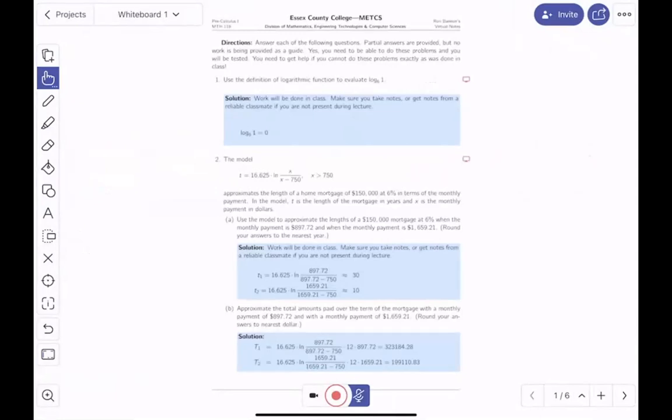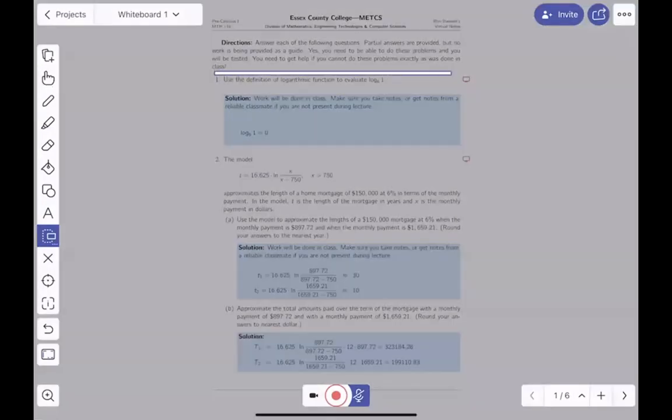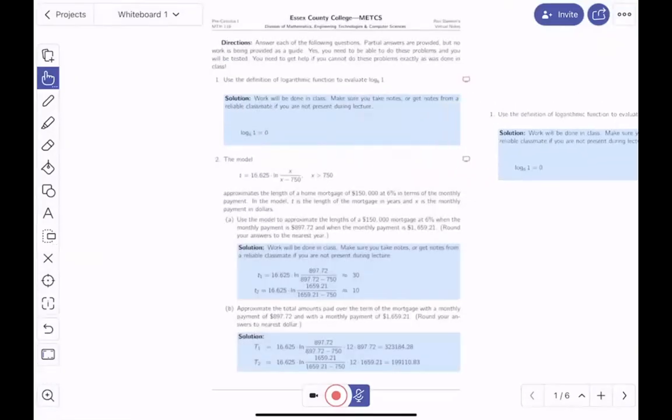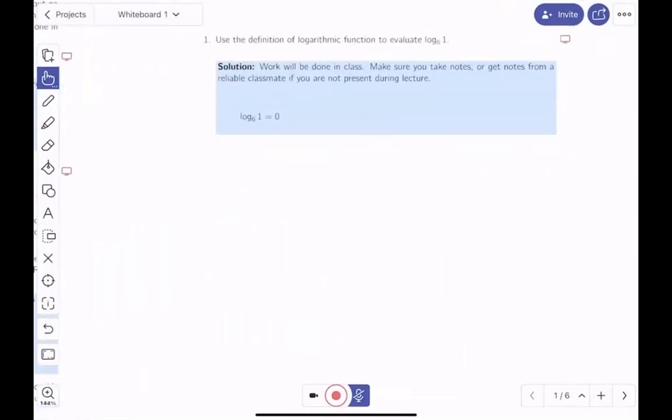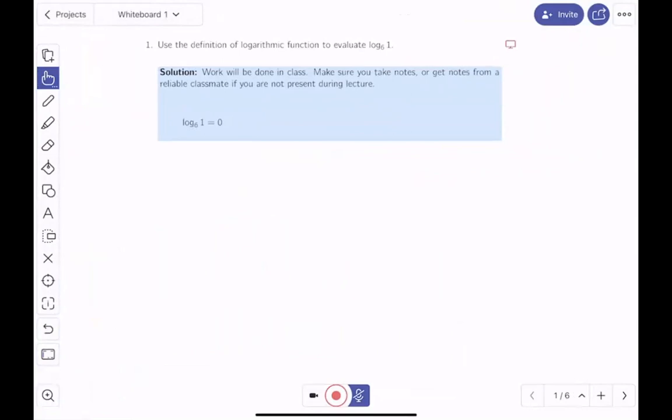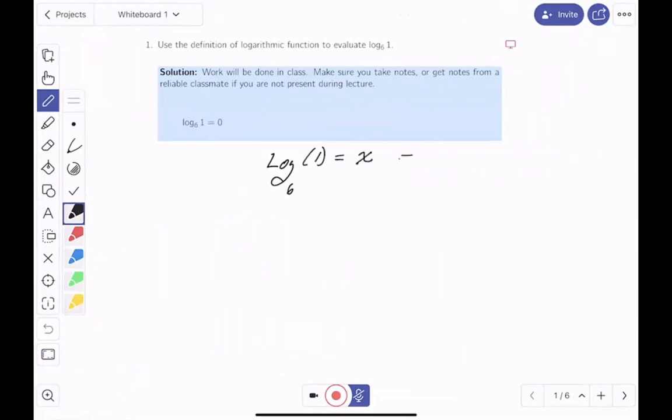So number 1, I'm going to just pull it to the side. All right, so use definitional logarithms to evaluate the log base 6 of the number 1. Well, let me write down what I mean by that. I'm going to say log base 6 of the number 1 equals something. And I don't know what it equals. So I'm going to use what I know about this, which is to rewrite it as an exponential. So I want to point out what that means to me. 6 raised to x would equal 1. Write that down. 6 raised to the x would equal 1.